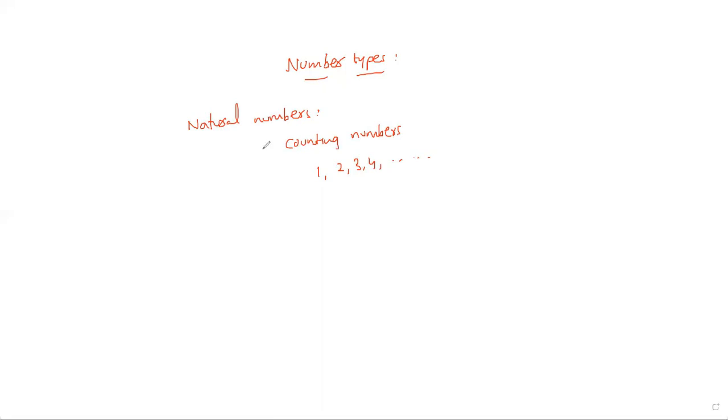So this is the first number type that we discuss, natural numbers. Again, it starts with 1 and there is no limit. It just goes on and on. The second number type is whole numbers.